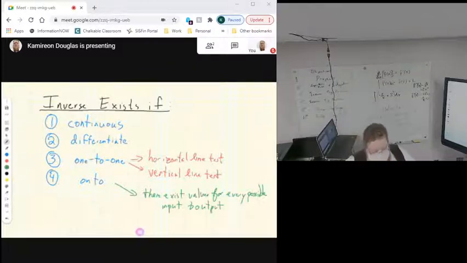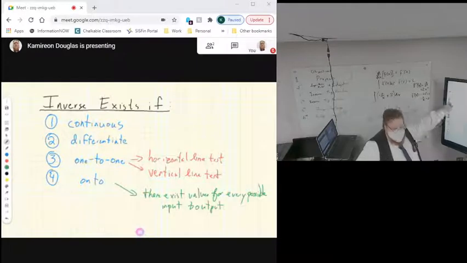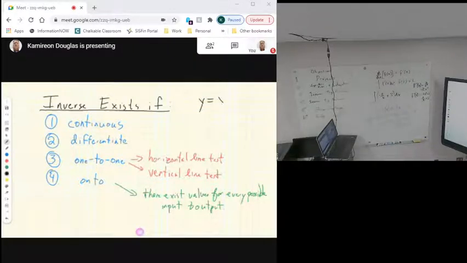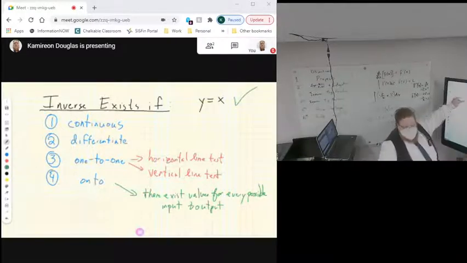One last time. Do other functions have inverses? Yes, they're just not always functions, meaning they won't have these same four properties. Example, the equation y equals x fits all four of these categories. Why does it fit all four categories? Well, there's no holes, there's no asymptotes, so it's continuous.